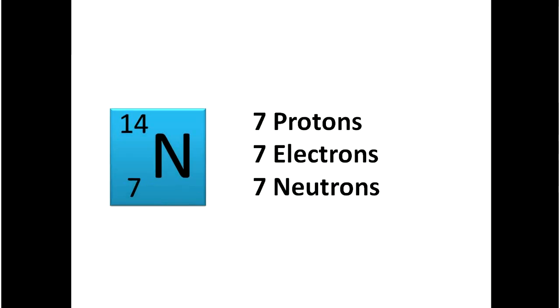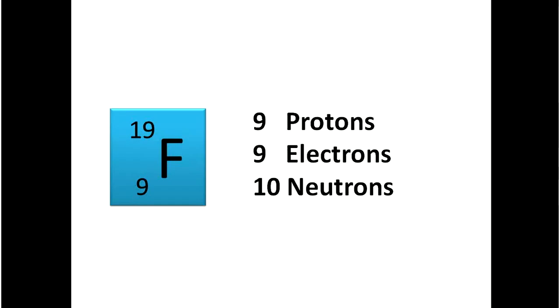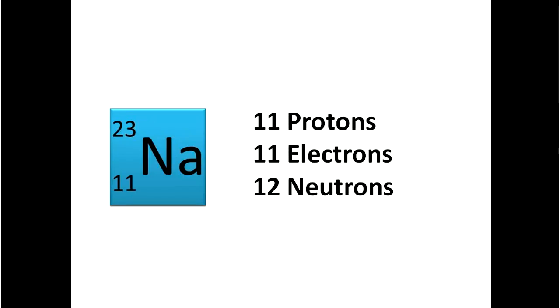Now let's go over the answer. Nitrogen has 7 protons, 7 electrons, 7 neutrons. Fluorine has 9 protons, 9 electrons, 10 neutrons. Sodium has 11 protons, 11 electrons, 12 neutrons. Argon has 18 protons, 18 electrons and 22 neutrons.